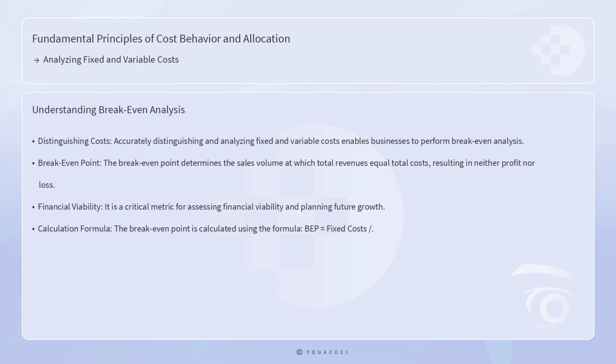Accurately distinguishing and analyzing fixed and variable costs enables businesses to perform break-even analysis, which determines the sales volume at which total revenues equal total costs, resulting in neither profit nor loss. The break-even point is a critical metric for assessing financial viability and planning future growth. It is calculated using the formula BP equals fixed costs divided by the selling price per unit minus the variable cost per unit. This calculation highlights the importance of both cost categories in determining the minimum sales needed to avoid losses.